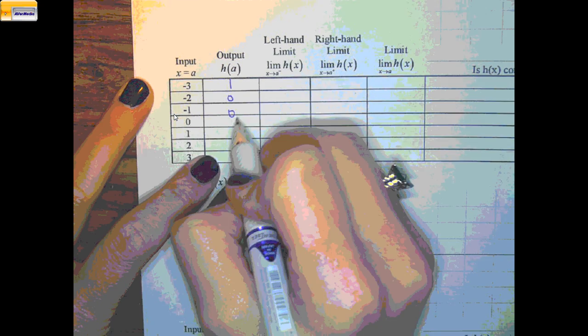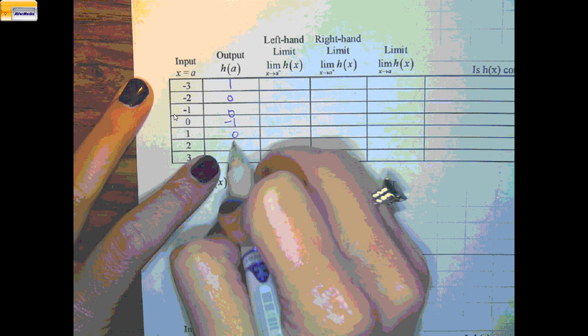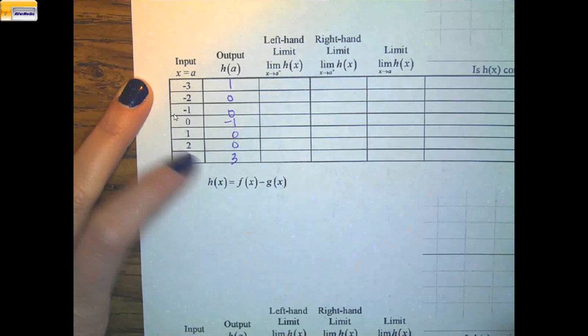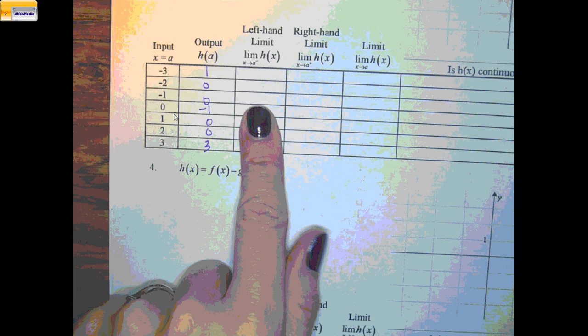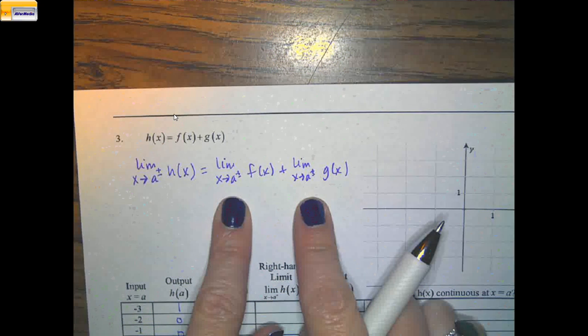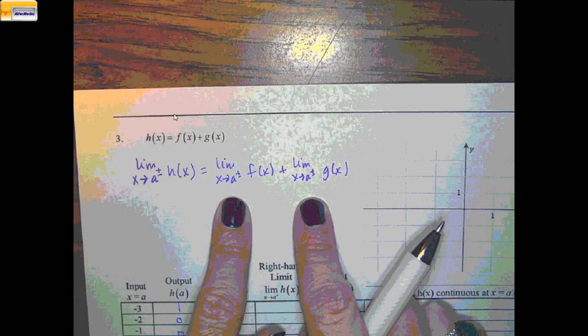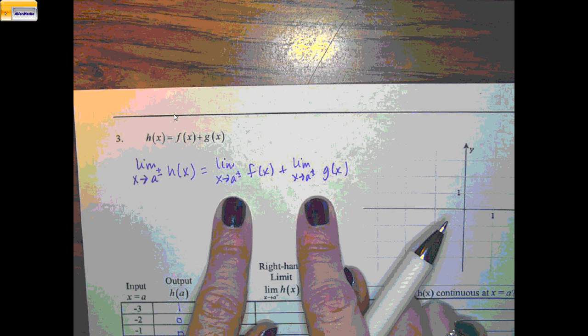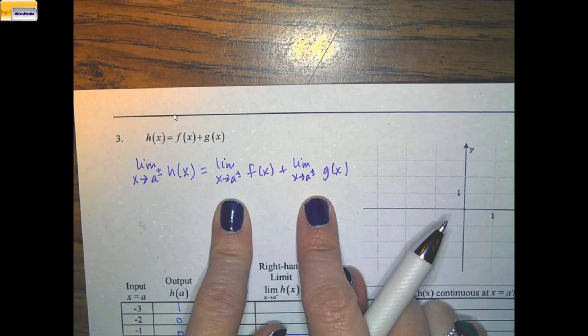Okay, somebody help me out and tell me what we just did. 1, 0, 0, -1, 0, 0, 3. Thank you. The left-handed limit is going to work the same way because of this rule. If we take the left-handed limit for f and add it to the left-handed limit of g, we'll get what we're looking for, the left-handed limit of h.